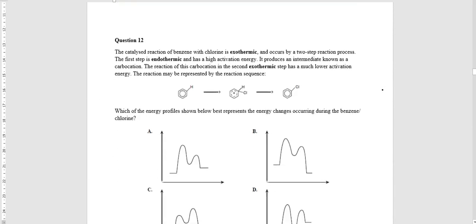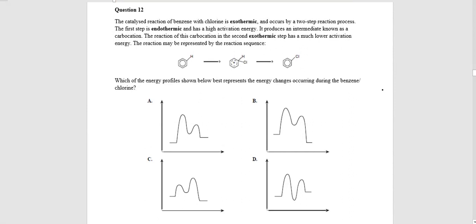Moving on to 12. The catalyzed reaction of benzene with chlorine is exothermic and occurs in a two-step process. The first step is endothermic, so the whole thing is exo, and I have bolded this. The first step is endothermic and has a high activation energy. It produces an intermediate known as carbocation. Okay, if the first step is endothermic and it also has a high activation energy, anything that's endothermic must have the enthalpy of the product being higher than that of the reactant, and this is what I'm going to use to indicate a high activation energy. And the carbocation is the intermediate.